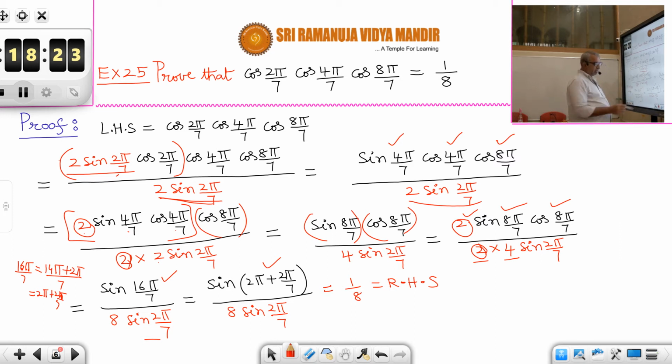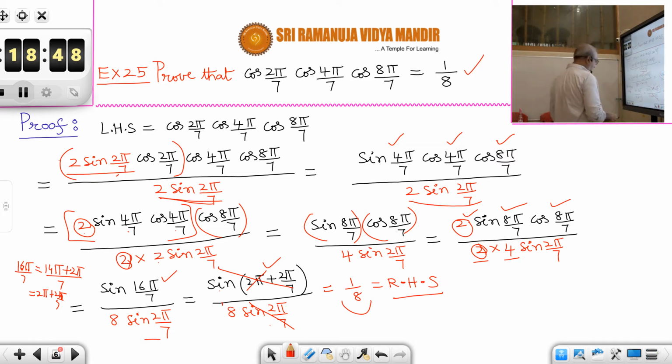Denominator no change. But 2 pi is 360 degrees. 2 pi multiples we can cancel out. So sine 2 pi by 7 only. Sine of 2 pi plus 2 pi by 7 is simply sine 2 pi by 7. Numerator sine 2 pi by 7, denominator sine 2 pi by 7, they will cancel out. So 1 by 8 will remain. So that is the right hand side. So this is the first method.